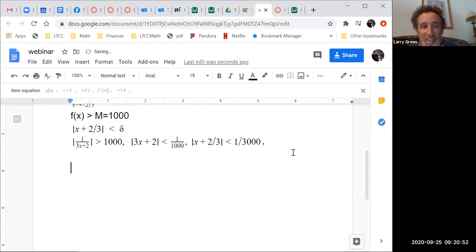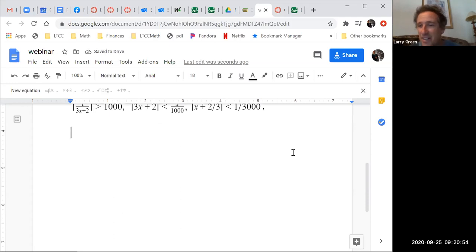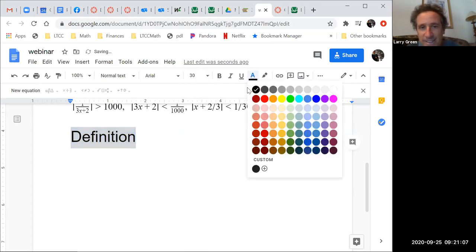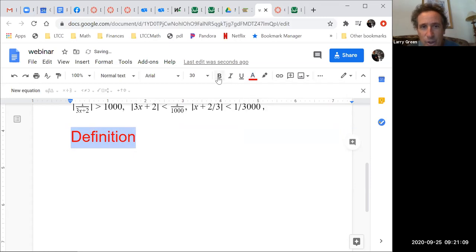And the good news is it's much easier than the epsilon delta definition. So this is the big definition. And by the way, it's big, so I'm going to make it bigger. How about 30-point font? Big old red, bold. I just want to scream and yell it as much as I can because it's that important. Okay, and it says the following.